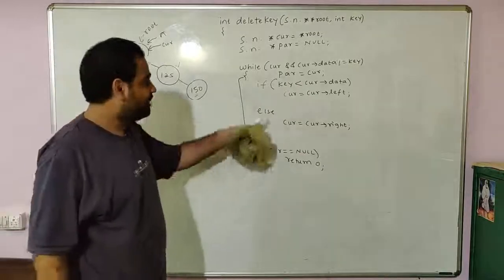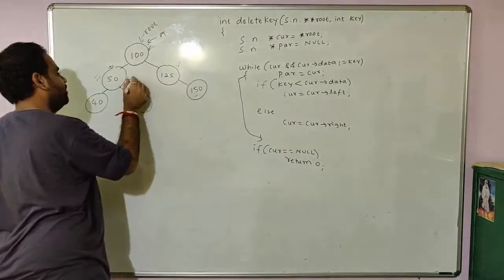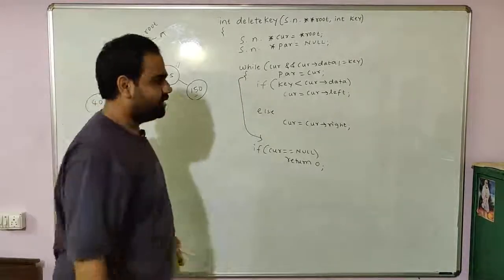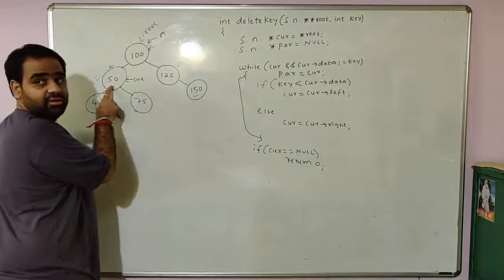Now we want to delete 75, 75 less than 100, yes. You say current equal current arrow left. This is where the current comes to. Go back, current not equal to null, yes. Current arrow data, what is it? 50, not equal to 75, yes.